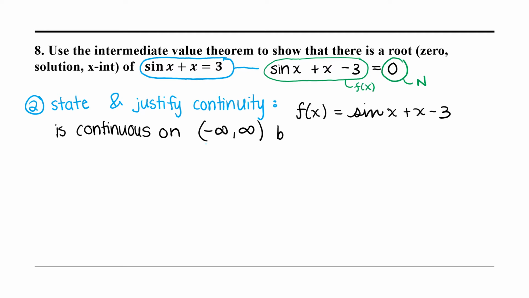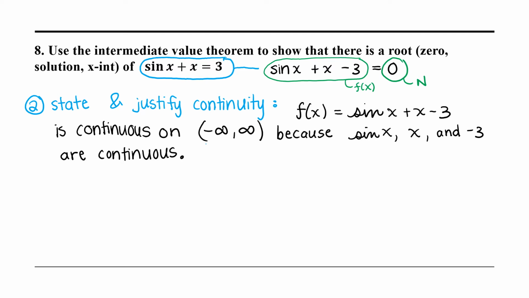And it's continuous over this interval because each of the functions that make up this function, so sine of x, x, and negative 3, are continuous functions themselves. Sine of x is a function we know is continuous, x is a linear function we know is continuous, and negative 3 is a constant function that is also always continuous.